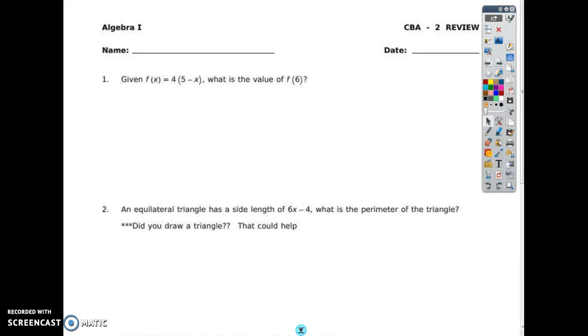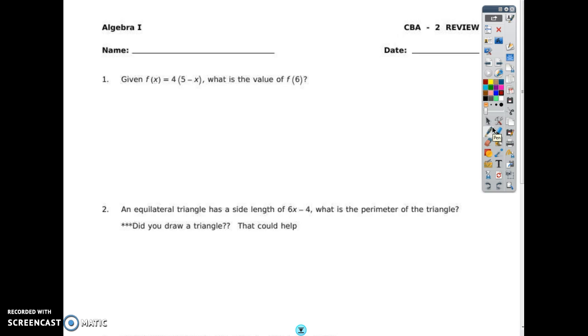Okay, so this is the CBA review number 2. The end of the 6 weeks is this week. And this is going to help you for the game tomorrow. It's going to be pretty cool. It's going to be an escape room, and it's going to be a Halloween theme type of thing. So if you can pay attention to this, then you'll do good on the game tomorrow, and then you'll do even better on the test that's on Thursday.